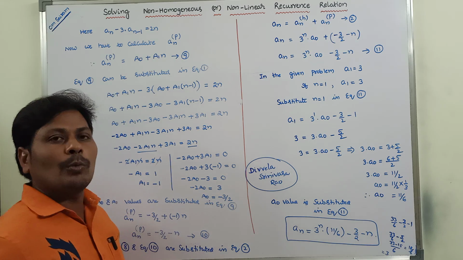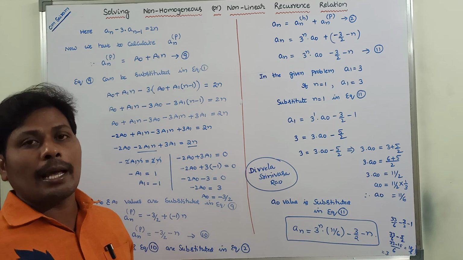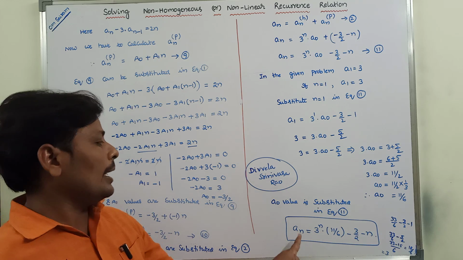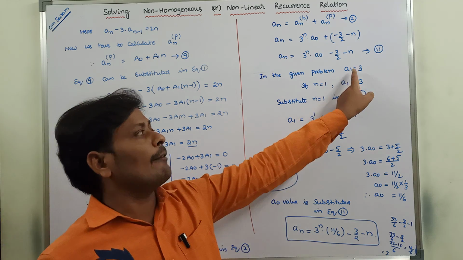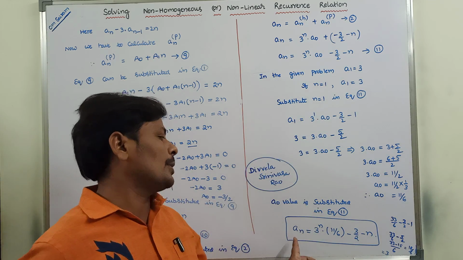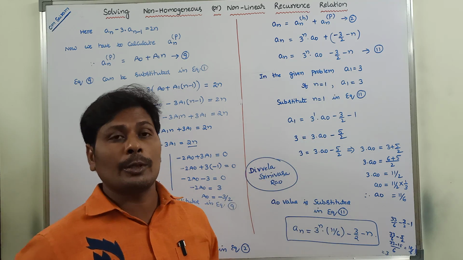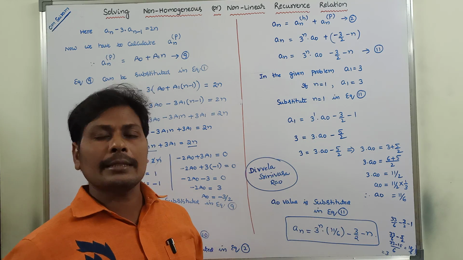In the next video we will solve another example problem, and this is the final solution. So in this solution, here a1 is equal to 3, substitute n is equal to 1. If you get the a1 value equal to 3, your answer is correct.